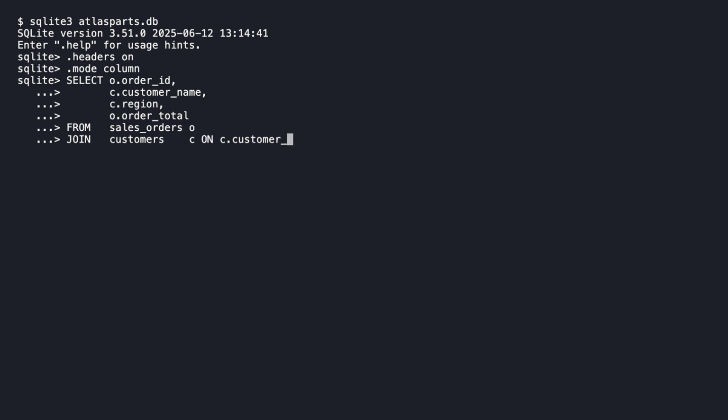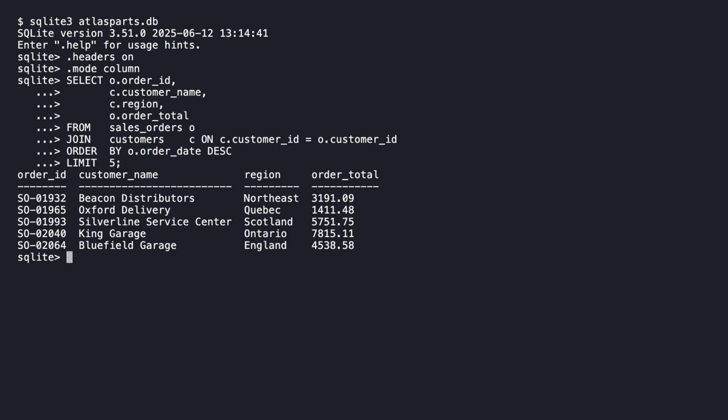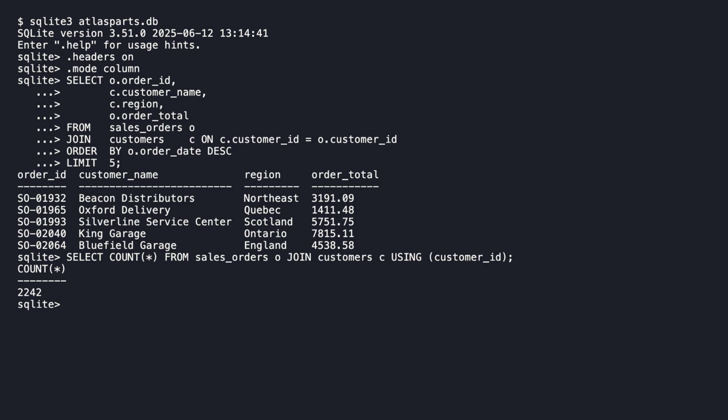Five most recent orders. Customer name and region next to the amount. The bare join keyword means inner join. The ON clause is the equivalent of telling Excel which 2 columns are the lookup key. 2,242, same as sales_orders. Every order in this dataset has a customer record. That's a happy dataset. The next scene shows what happens when it isn't.